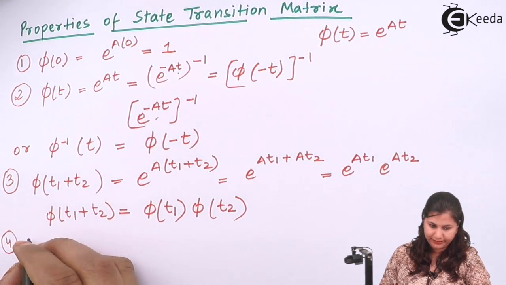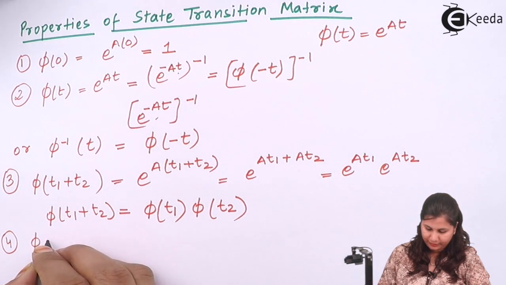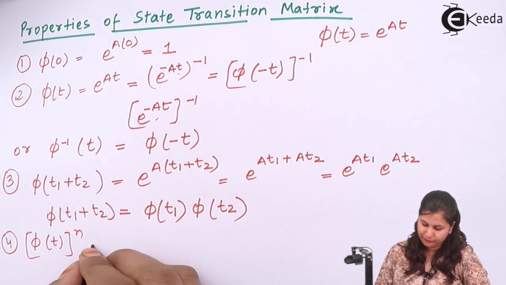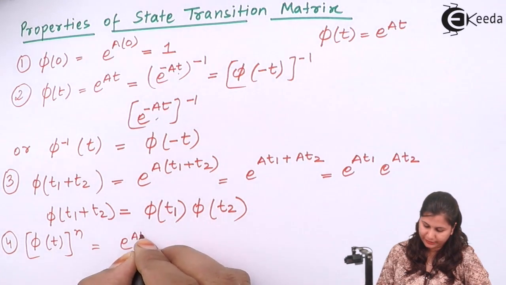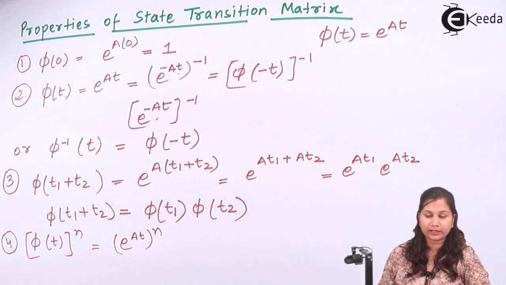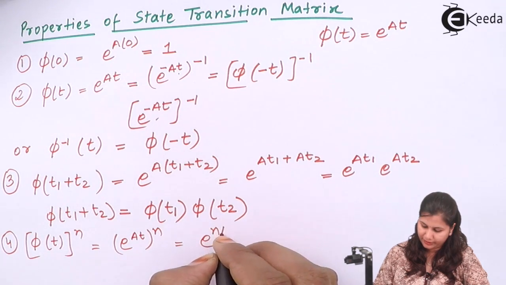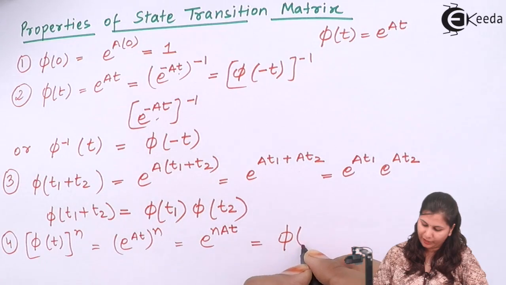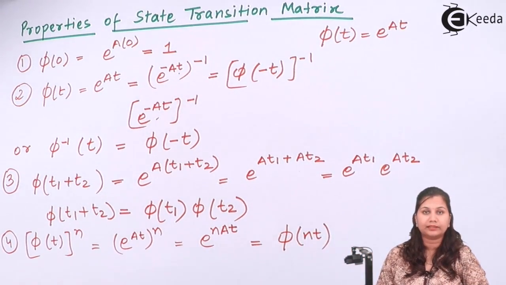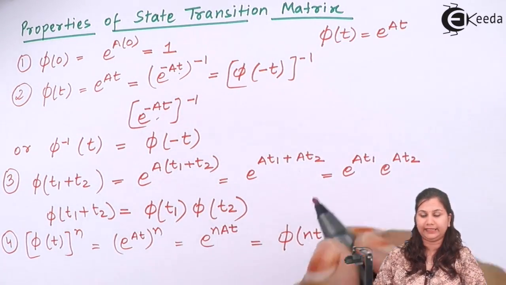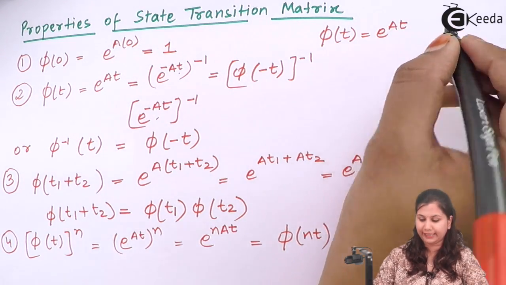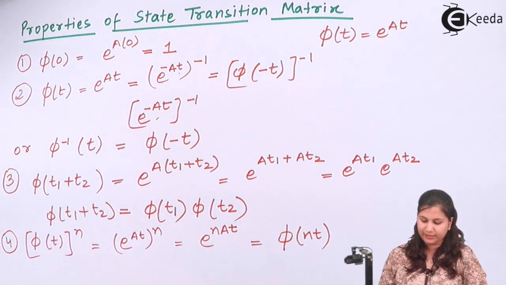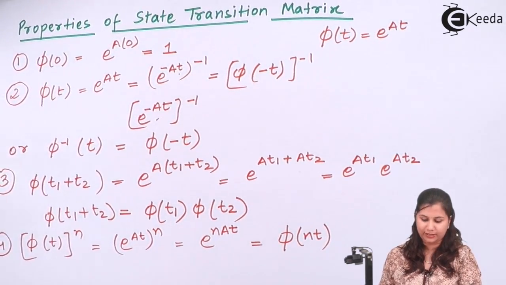Now the fourth property is phi of t to the power n. It means that we have e raised to the power At and its power is n. So it will become e raised to the power nAt, or we can say that it is phi of nt. That is, instead of t we are writing nt. So it will become e raised to the power nAt, and it is similar to phi of t raised to the power n. So this is the fourth property of the state transition matrix.